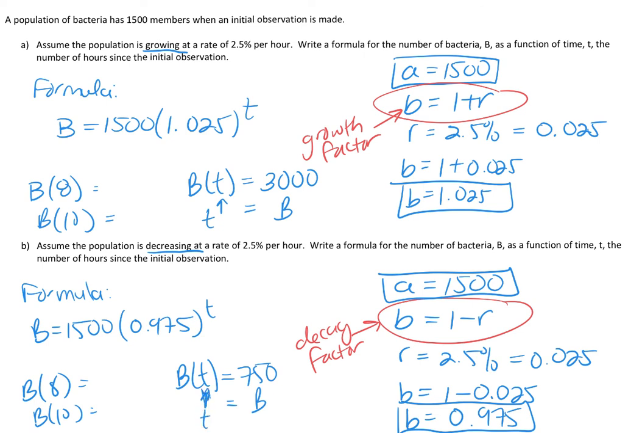One more thing I want to mention while we're here is notice that anytime you have an exponential function that is growing, your growth factor, this B value, is always going to be a number that is greater than 1. But anytime you have an exponential function that's decreasing, your decay factor in your formula is always going to be a value between 0 and 1. So it's going to be less than 1, but still always positive.